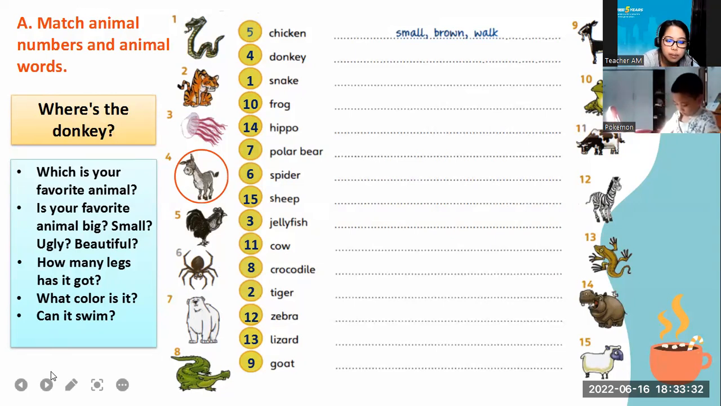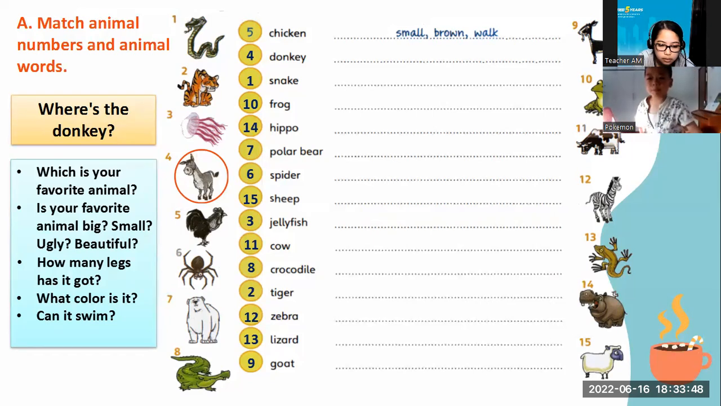Okay, so can it swim? Can the zebra, your favorite animal, swim? Zebras can't swim. Their colors should disappear. They should turn into black. But only some kind of hippo can.